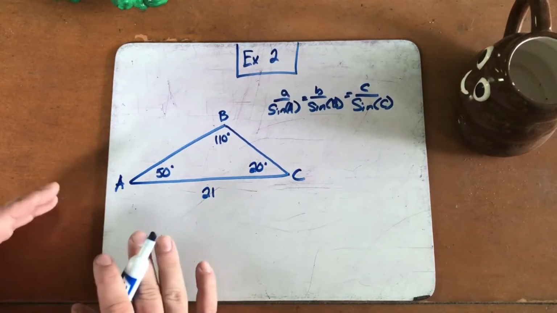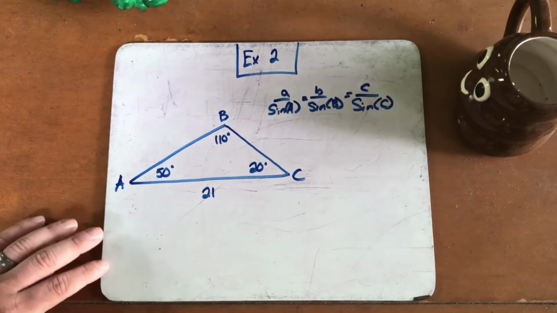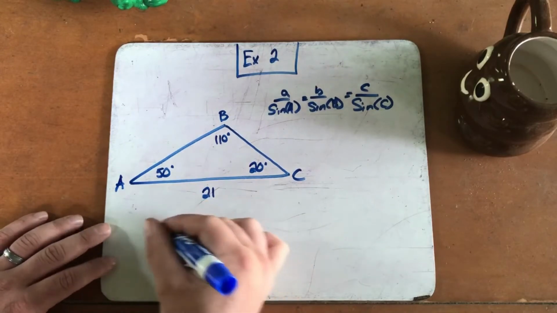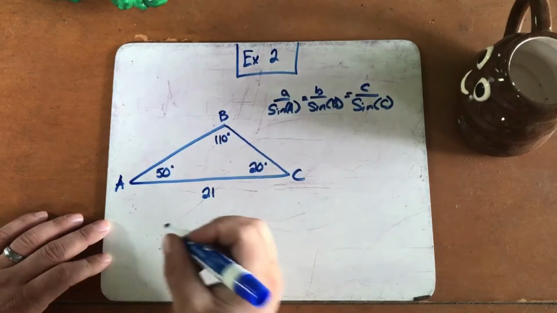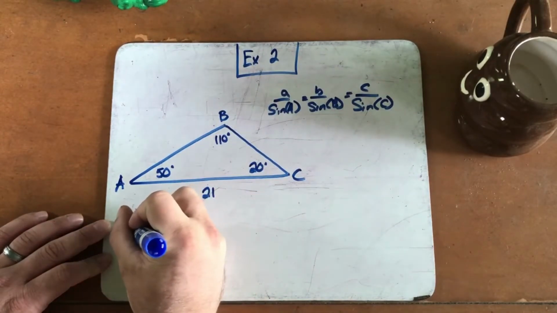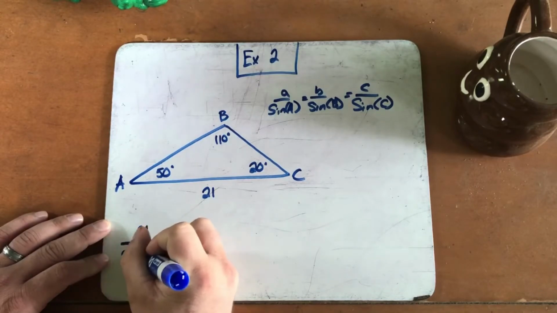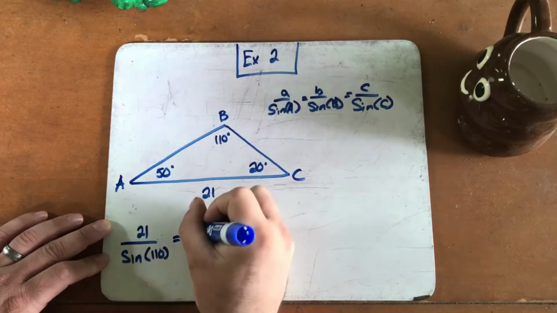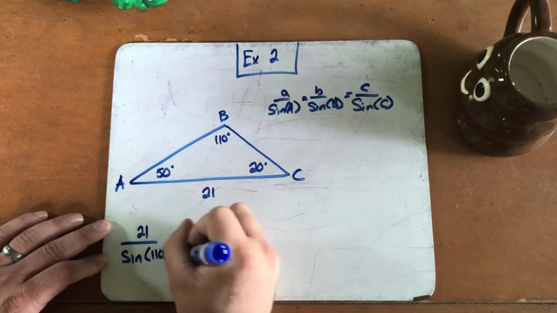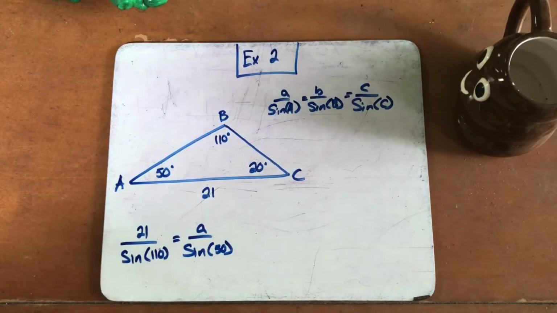So let's start with, I'm going to find side A first. All right, so if I'm looking for side A, I'm going to use the B because that's the one I know, and then the A one. All right, so little b is 21, or the side of B, over the sine of 110 degrees equals little a that I don't know over the sine of 50.